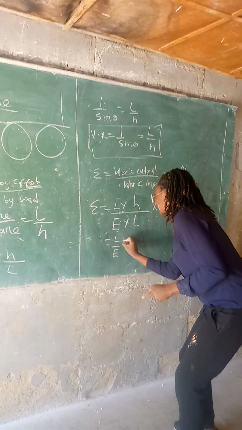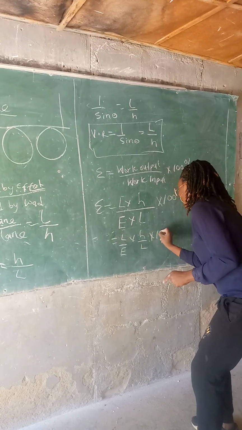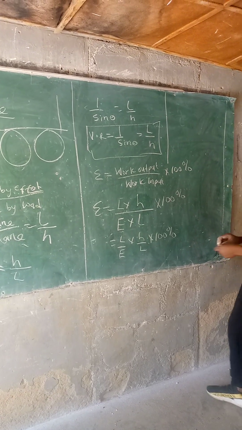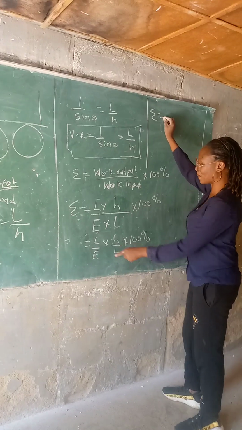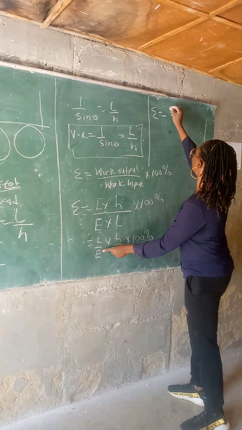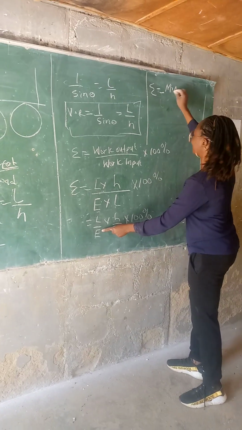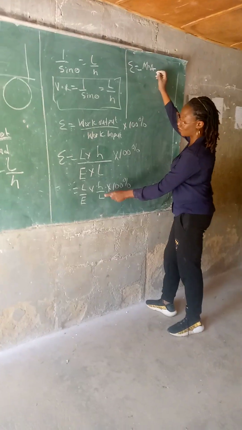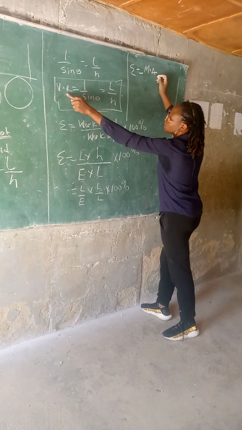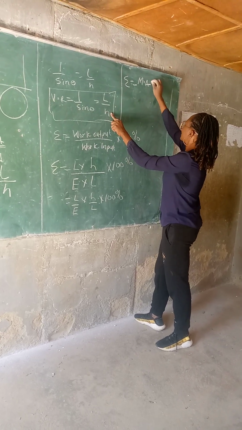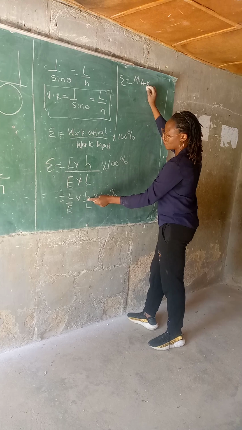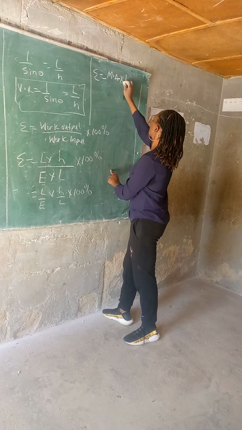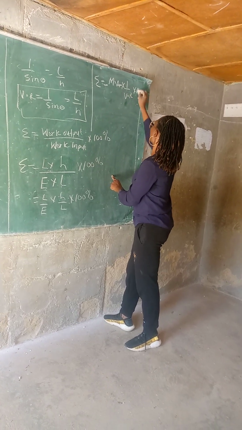So it means we have something like this: load over effort times H over L times 100%. I hope this is making sense. We are proving something. Load over effort is what we know to be mechanical advantage. And if we find the inverse of H over L, we have L over H, which is VR. So the inverse will give us 1 over VR times 100%.